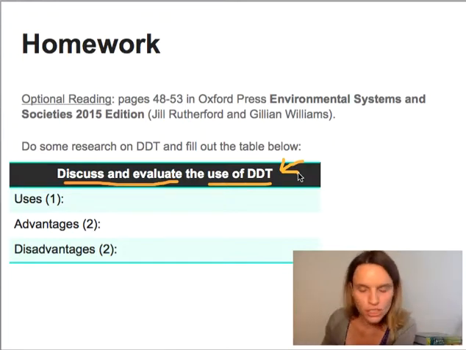So this is research that you can do on your own on the internet. It's an interesting topic. Take 10 or 15 minutes to look over some information, fill out this table, and when you are ready, go to the review video and we will go over what some possible answers to this discuss and evaluate question would be. See you there.